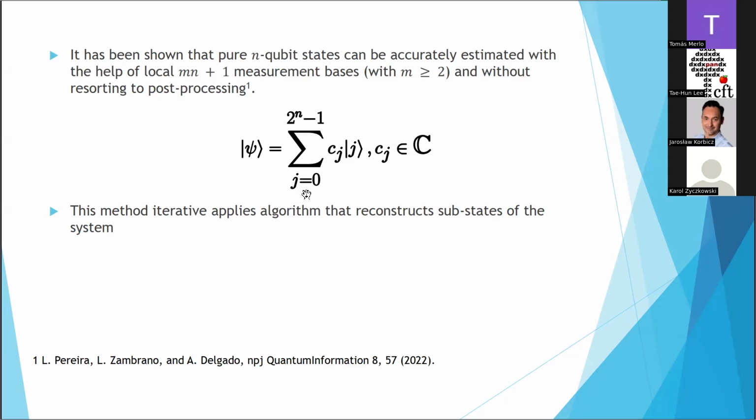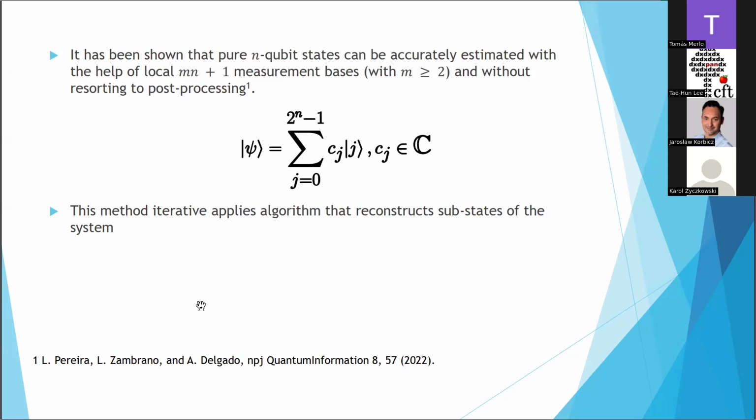So when we want to reconstruct the state, we need to find the 2^m complex coefficients C. This method that uses local measurements was developed by Pereira, Zambrano, and Delgado in 2022. It's an iterative algorithm. They start by reconstructing some substates of the system, starting with substates of 1 qubit. They find this state up to global phases, then use the set of states to find some relative phases between these substates, and go on to find substates of 2 qubits, and so on, until they find a state that is equivalent to the state that they want to reconstruct up to a global phase.